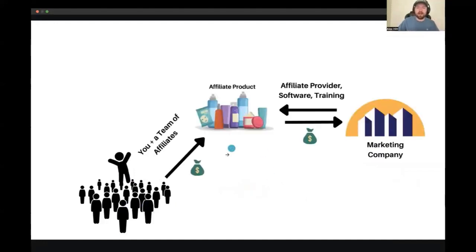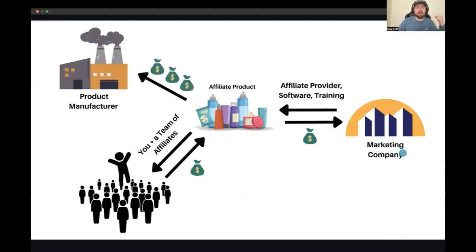And when you sell that product, you and your team make a little bit of money, and then there's an affiliate provider who maybe provides you the training, the software, the affiliate links, they make a little bit of money. But the person who really makes the majority of the money in this scenario is the product manufacturer. The person who's actually producing that product makes the majority of the commissions.